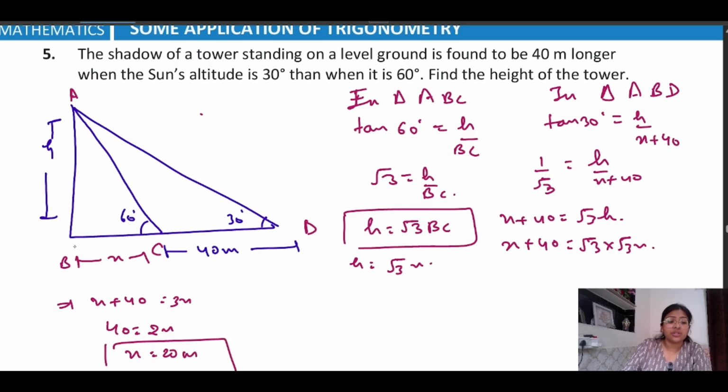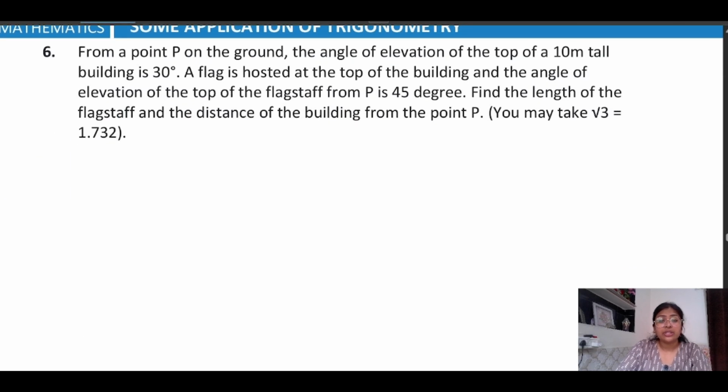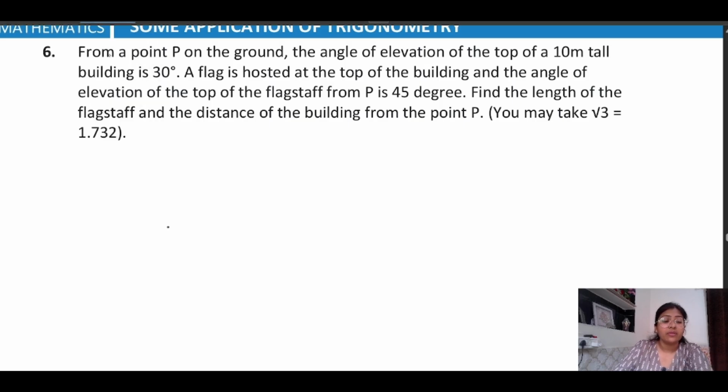I think we had done this question. Okay, no problem, we had done it again. Okay, learners, now try the next question. Waiting for you to make the figure. Done? Okay, let's see what the question says. From a point P on the ground. The point P is on the ground.